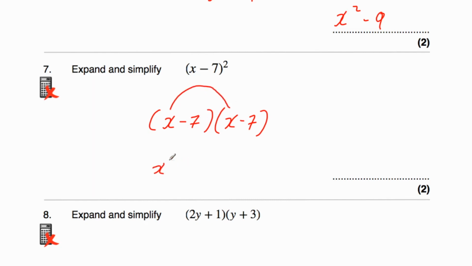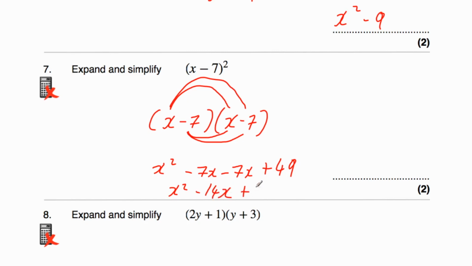So x times x is x squared. x times minus 7 would be minus 7x. Minus 7 times x would be minus 7x. And minus 7 times minus 7, well, negative times a negative is a positive, and 7 times 7 is 49, so plus 49. Now we need to simplify it, so let's look at our terms in the middle. We've got our x squared, then we've got minus 7x, take away another 7x. Well, if we had minus 7, take away 7, that would be minus 14. So it's going to be minus 14x plus 49. So the answer would be x squared minus 14x plus 49.